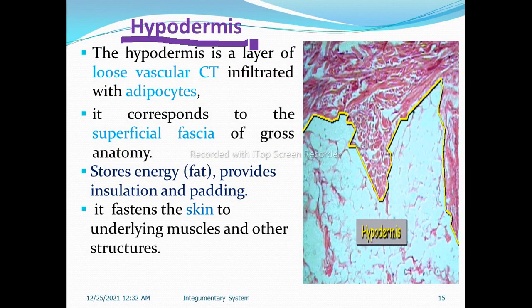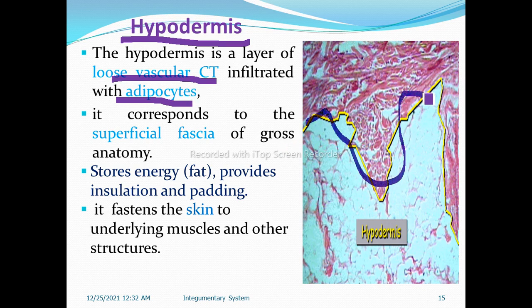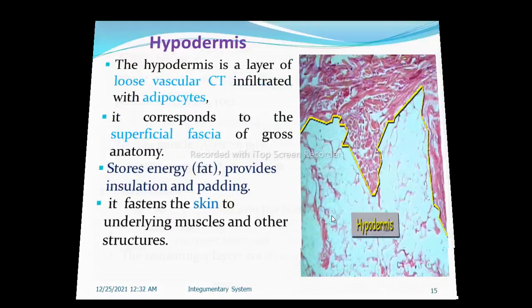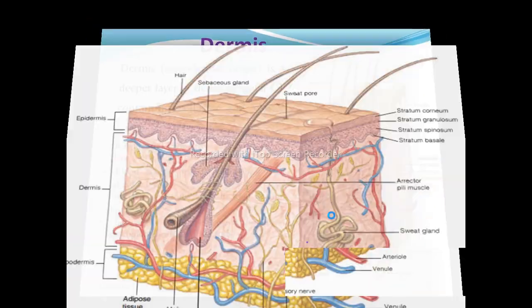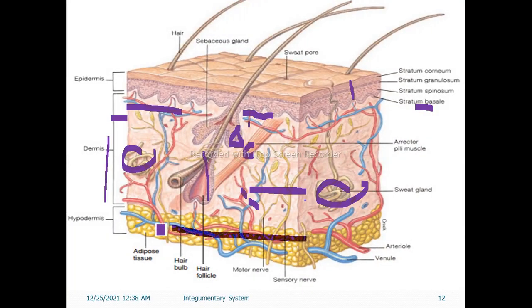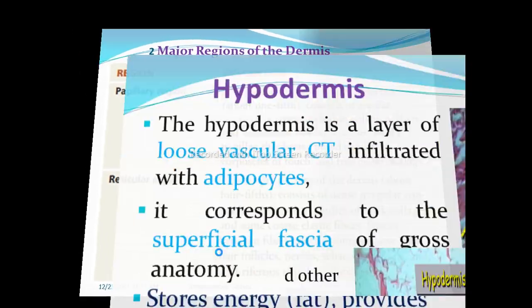The hypodermis is the layer of loose vascular connective tissue infiltrated with adipocytes, meaning fat cells. Above this layer is the dermis, but this layer is known as the hypodermis. The white region is fat. Let me show you this indirectly. This one is the hypodermis, and the yellow is fat. It also contains blood vessels.